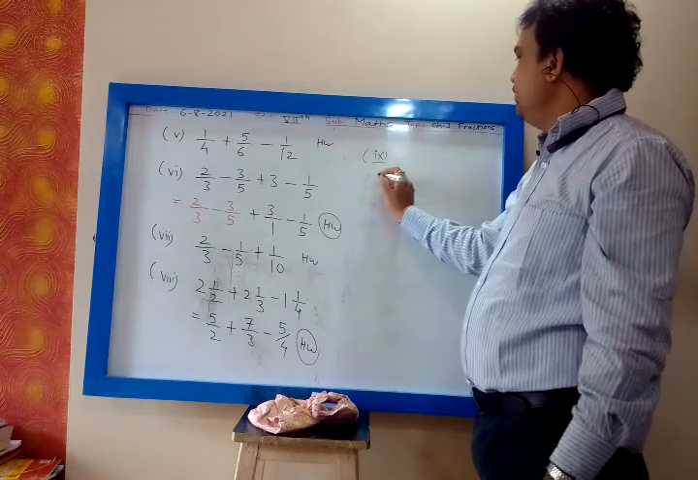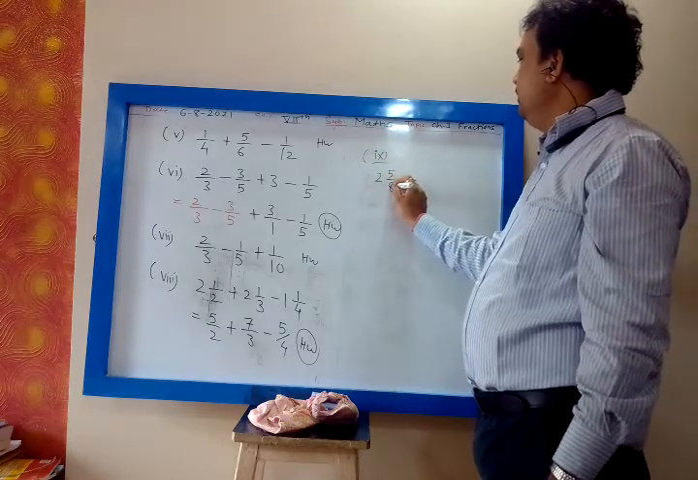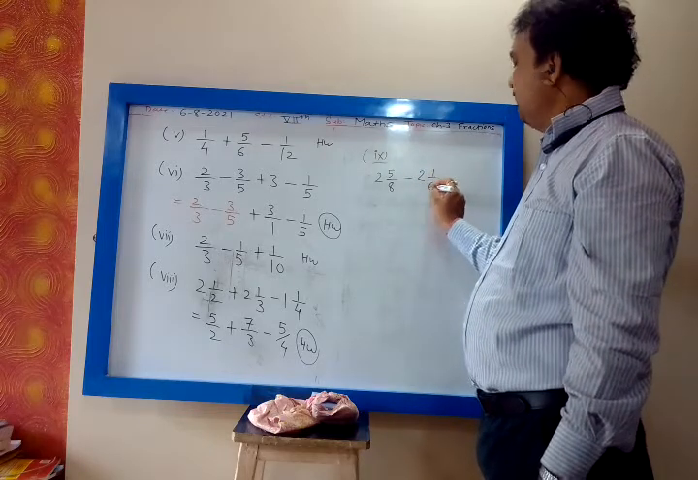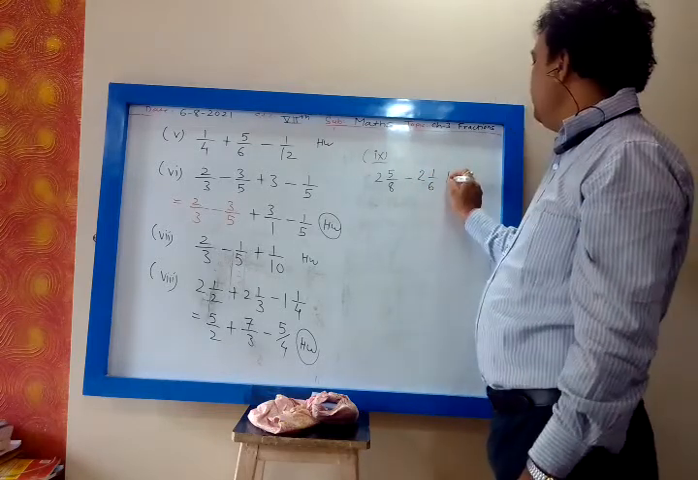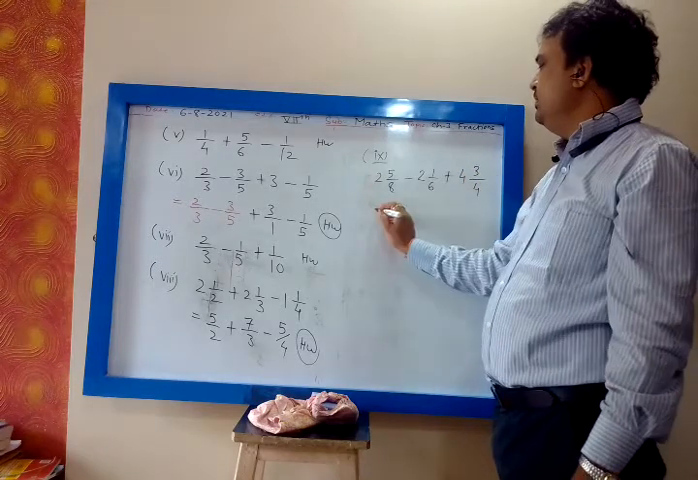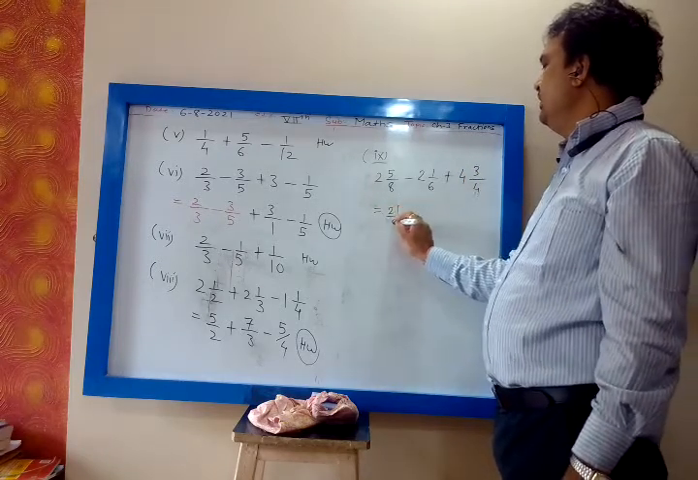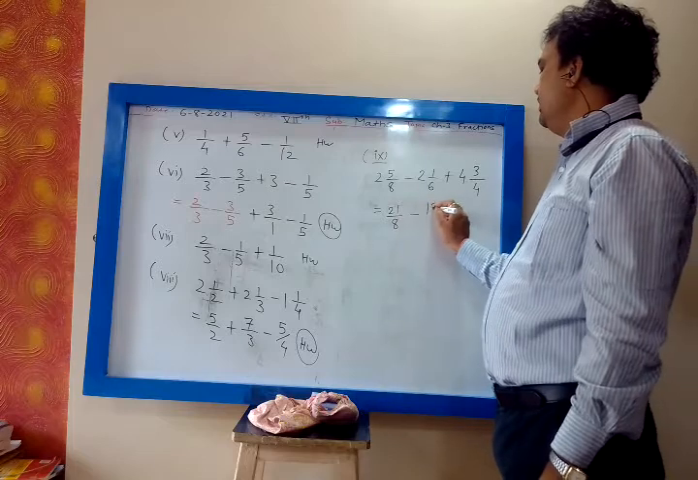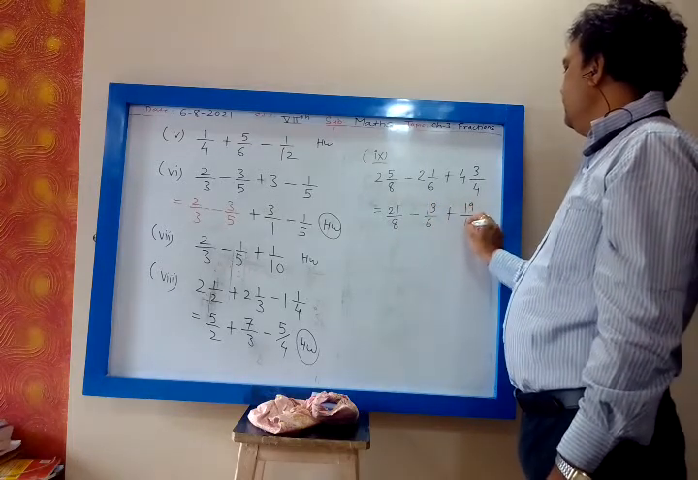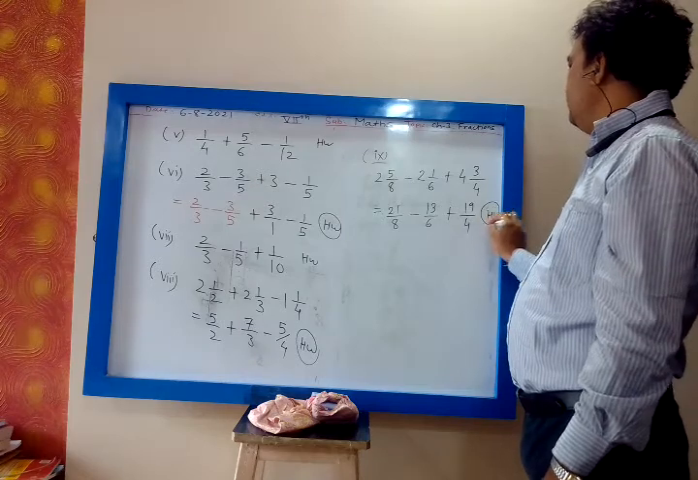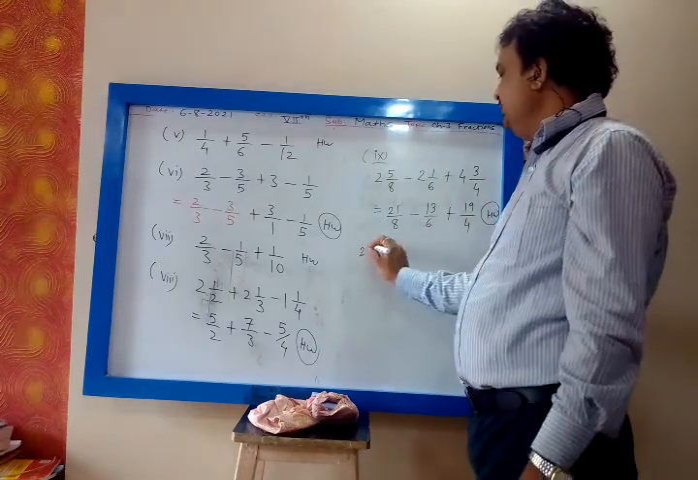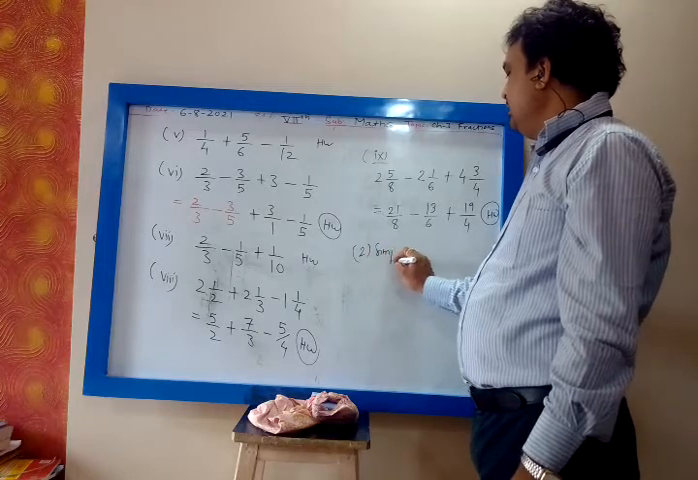9th one, 2 is to 5 by 8 minus 2 is to 1 by 6 plus 4 is to 3 by 4. This is mixed fraction. You convert that into fraction. 8 2s are 16 plus 5, 21 by 8 minus 6 2s are 12, 13 by 6 plus 19 by 4. You will take LCM of 8, 6, 4. Homework. Now second is simplify.